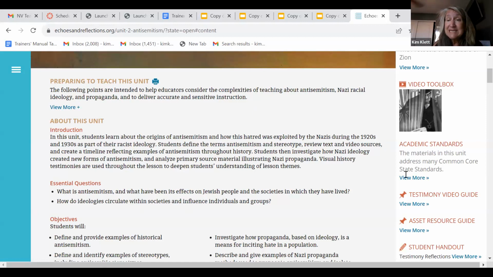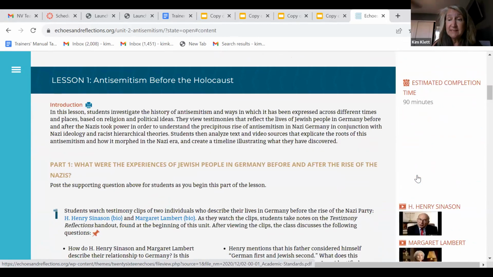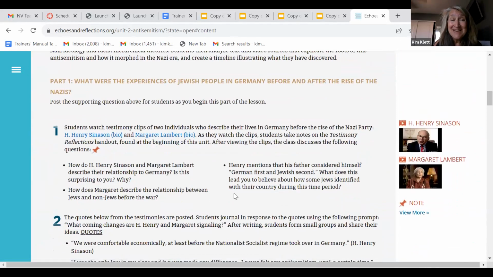You have your academic standards. These are unique for every unit as well. So if you need to turn in lesson plans to an admin or a department chair, they're there for every unit, and it shows how they connect to the standards. And then it's broken into the lesson plans. And you can see, again, it has everything you need. It has questions, no answers, but questions. You have testimonies. We're going to watch a few of these in just a minute.